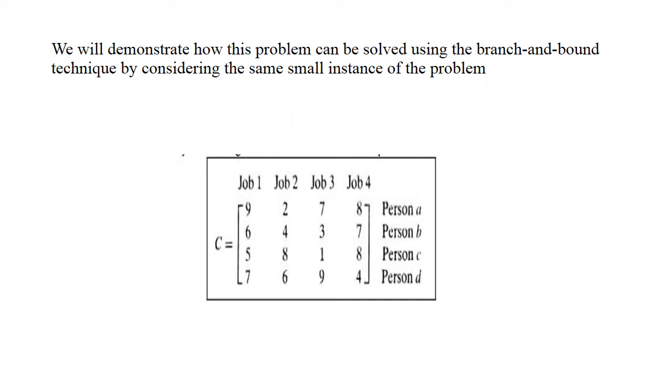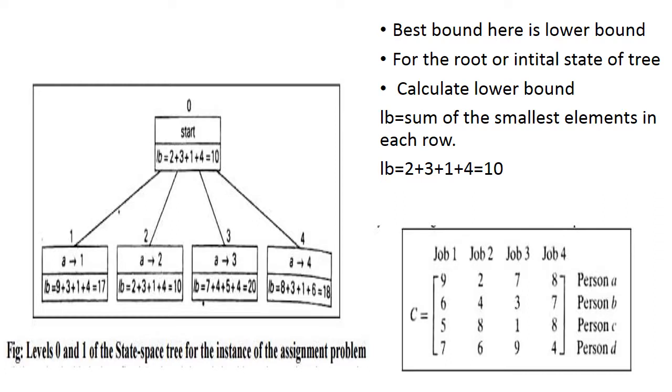So for that we need to construct a state space tree. Now we'll see how to construct the root of the state space tree. The root of the state space tree is represented as start, and the node number here is given as 0. Now how do we calculate the lower bound? The lower bound will be the sum of the smallest elements in each row.